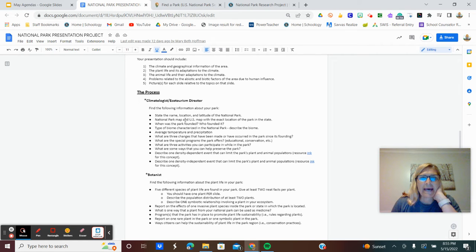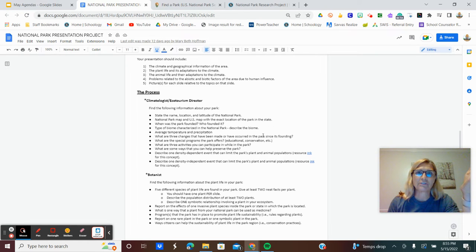National park map and US map with the exact location of the park in the state, when the park was founded and who founded it, the type of biome characterized by the national park and describe the biome, the average temperature and precipitation. There's three changes. What are three changes that have been made or have occurred in the park since its founding?